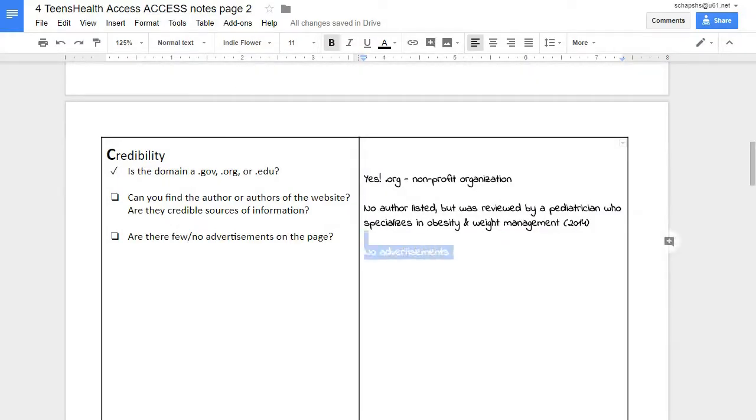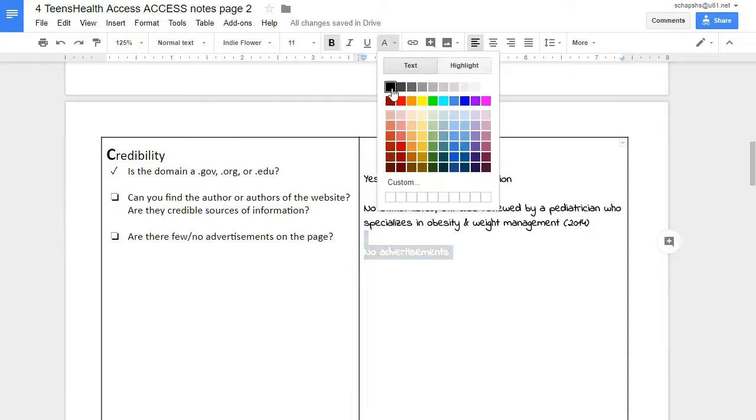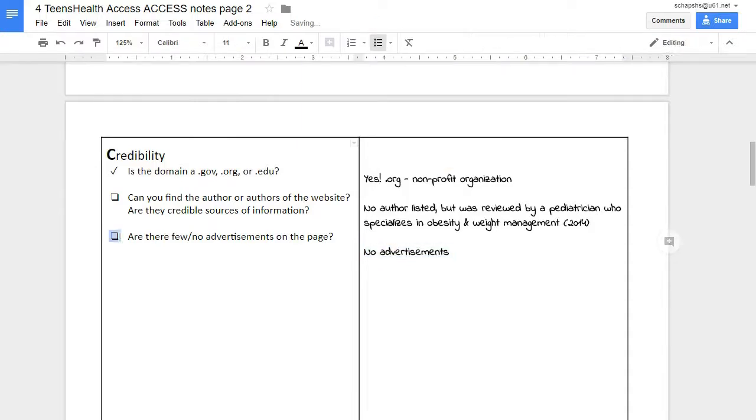So on my checklist here, I want to make sure I note that there are no advertisements. And we definitely give this one a check mark because there aren't any advertisements on the page. Those are the three questions for credibility. The next section is current.